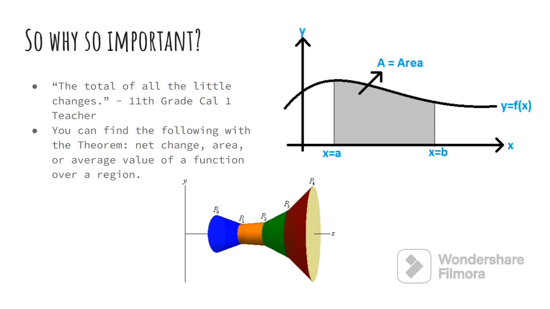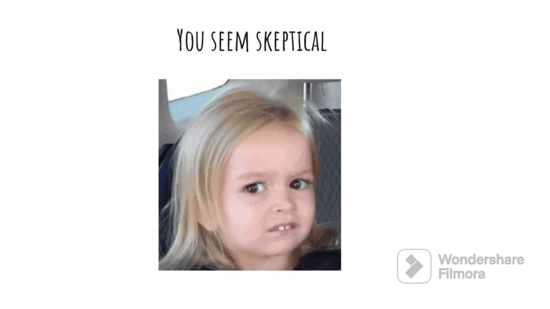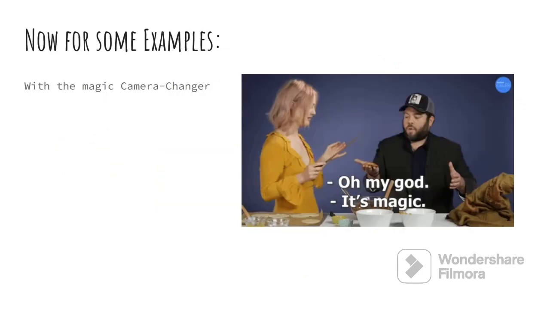And you could take this a lot into real life. You could, let's say, find the total decrease of a liquid in a tank using this. Especially when you throw 3D shapes into the mix. Oh Lord, you're going to have fun then. You seem a little skeptical? Well, that's good, because I'm about to show you some real-life examples with my magic camera changer like this.